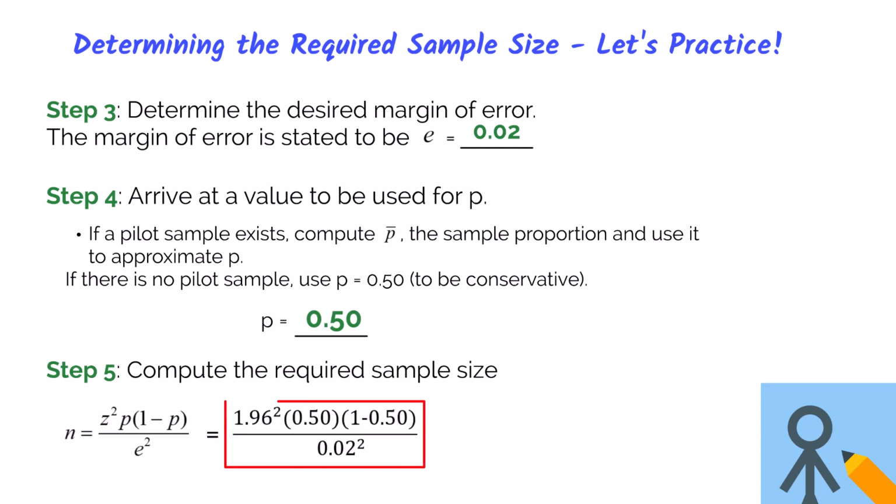So plugging in all our numbers into the formula, we will take 1.96 squared times 0.50 times 1 minus 0.50, which is also 0.50, then divide by 0.02 squared, and we get a sample size of 2,401. In this example, the calculation landed on exactly 2,401, so no rounding is needed.